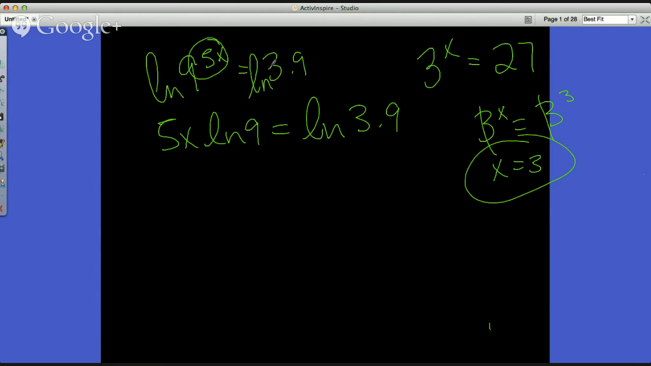No. So because of that, I think it says in the directions, solve the exponential equation. And so when it says solve in that way, you want to make sure you take the ln of both sides to isolate that x. Does that make sense? Okay.